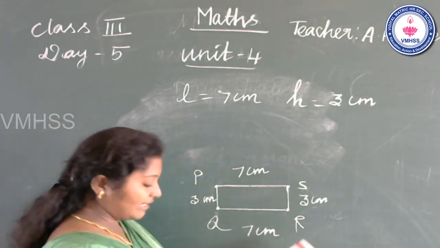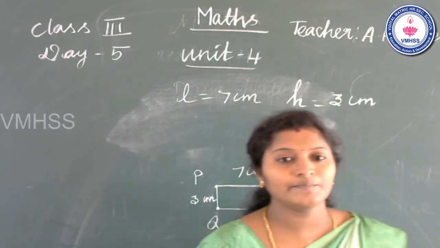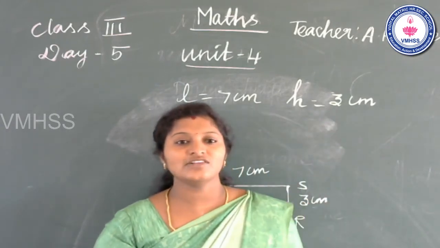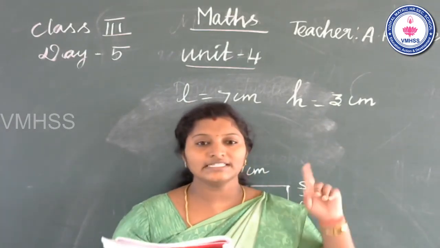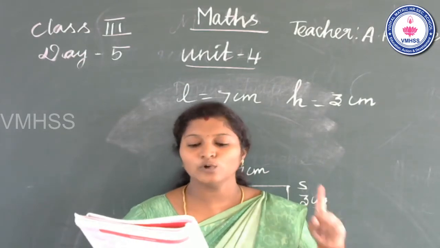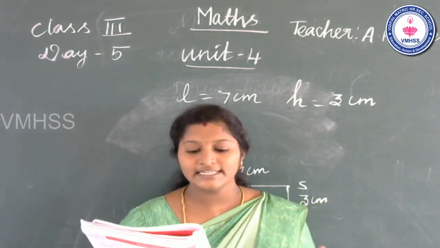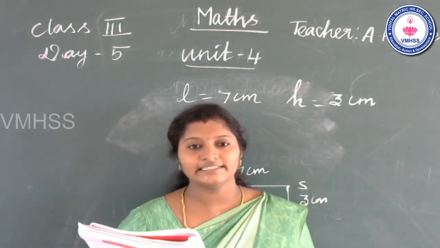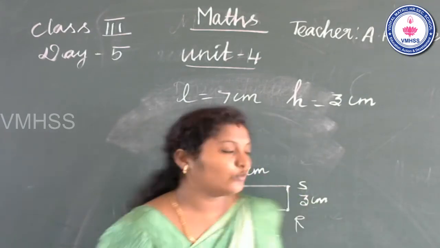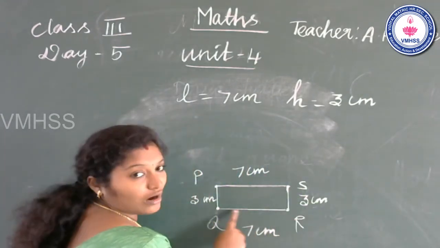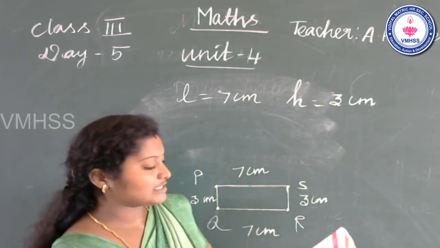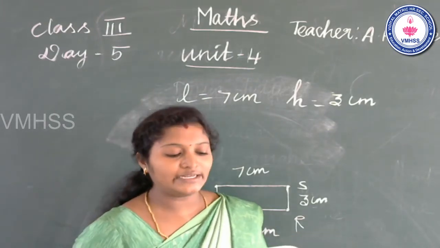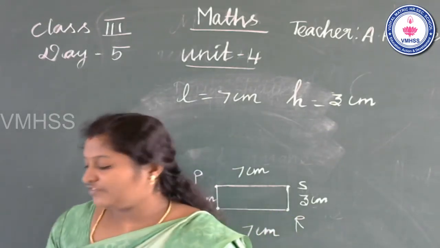So students, take page number 83. What is the first step? Using a ruler, draw a horizontal line of 7 centimeter. Mark it as QR. This is QR. Next, place a set square at Q. Here, draw a vertical line.